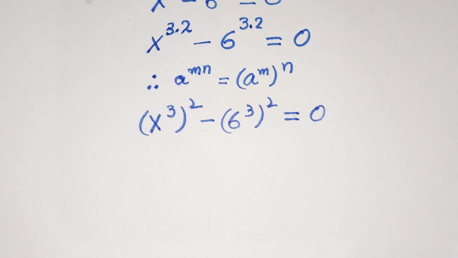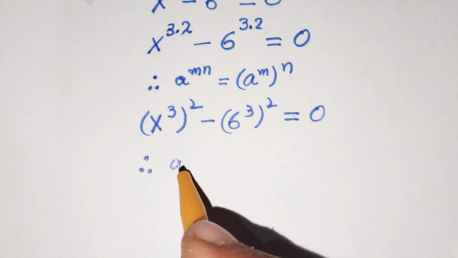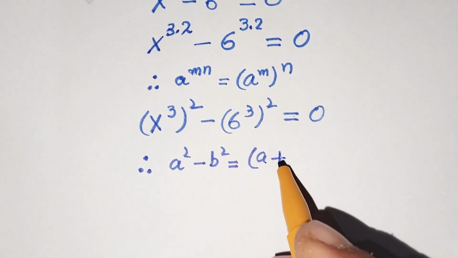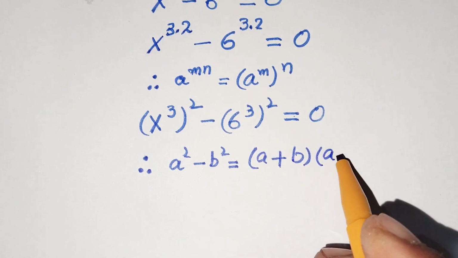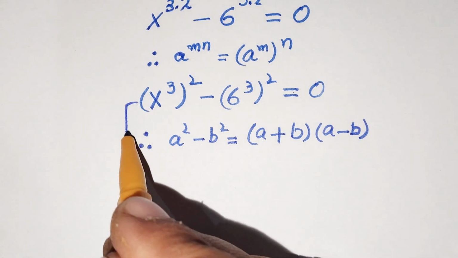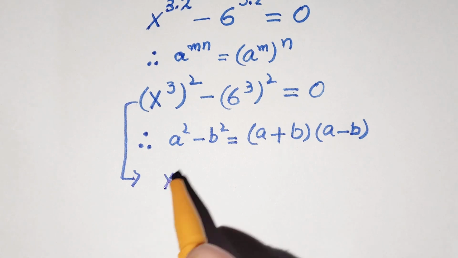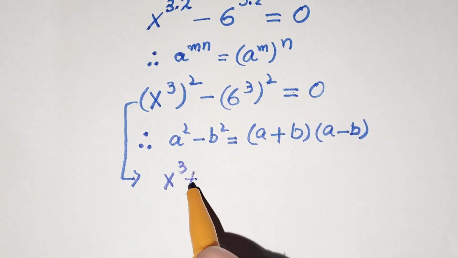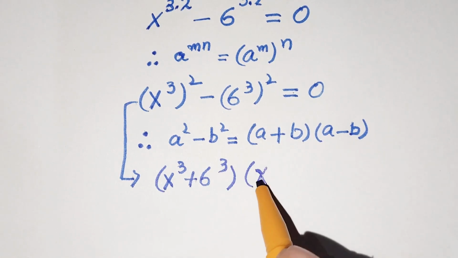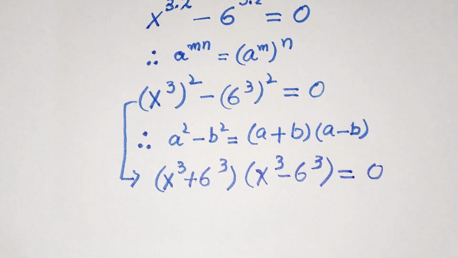Now using that simple formula of algebra, that a square minus b square is equal to a plus b times a minus b, and applying this formula, this equation implies that x cube plus 6 cube times x cube minus 6 cube is equal to 0.